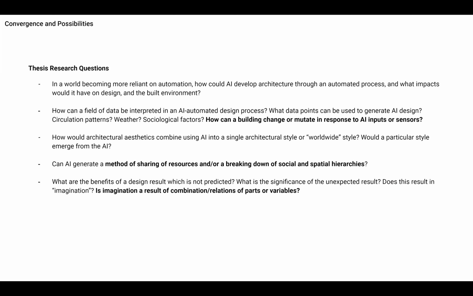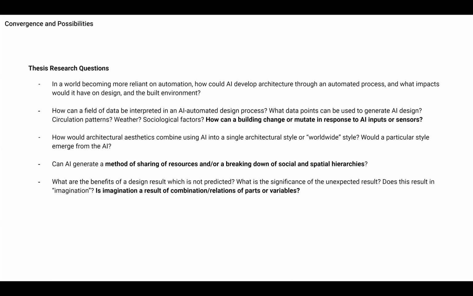How would AI combine different architectural aesthetics from around the world? Could that create a worldwide style? Would a particular style emerge, again, based on different data sets? Can AI generate a method of sharing resources or breaking down social and spatial hierarchies? And what are the benefits of a design result which is not predicted? What is the significance of the unexpected result? Again, does this result in imagination? Is imagination the result of a combination or relations of different parts or variables?